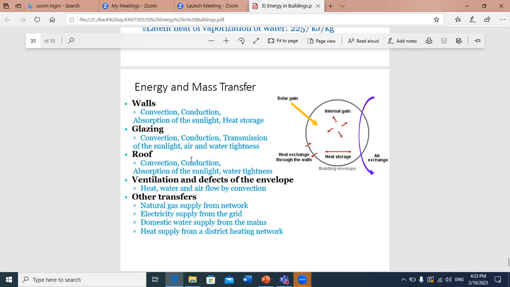Now, the envelope is of high importance because through the envelope, you can have exchange of heat, water, and airflow by convection. And among other transfer processes, you have the natural gas supply from the network, the electricity supply from the grid, the domestic water supply from the mains, and the heat supply from a district heating network. All of these are different energy and mass transfers involved in the envelope of our building. And that's why in the next chapter, we'll study the different energy efficient strategies that can be implemented in buildings in order to reduce the energy consumption and to make our space comfortable and healthy.